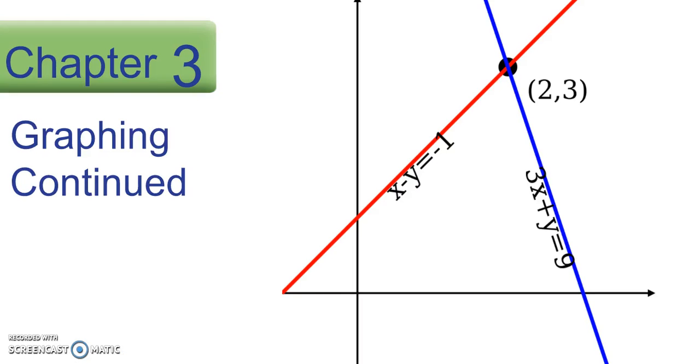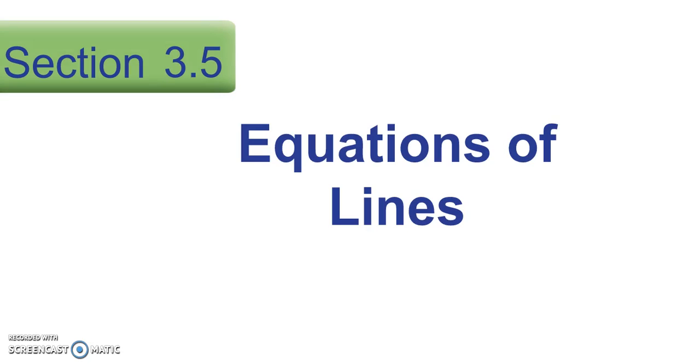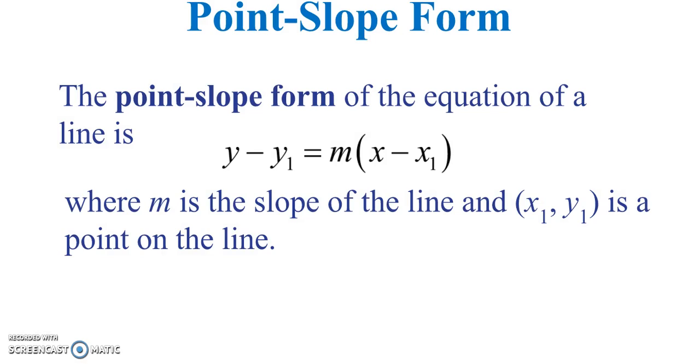All right, everybody, we're continuing chapter 3. We're going into 3.5 and 3.6. 3.5 is equations of lines. During lecture and class, there is a little bit of review, but I'm going to go right into the meat of the section. So the newest equation that we will use is point-slope form.